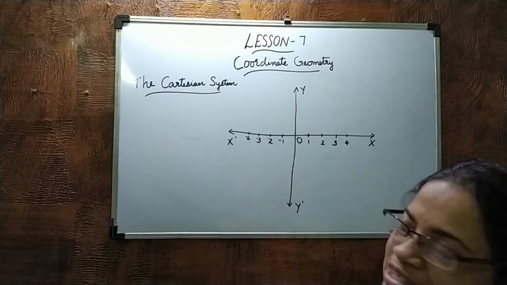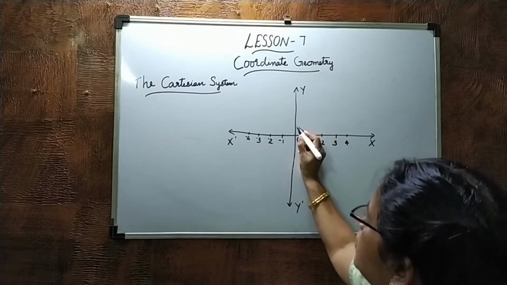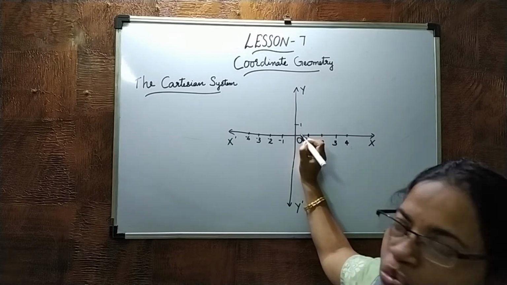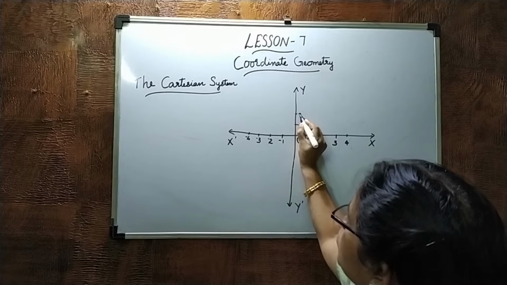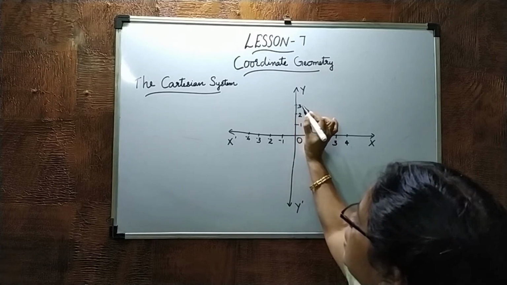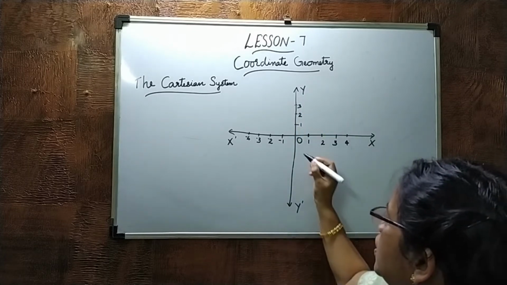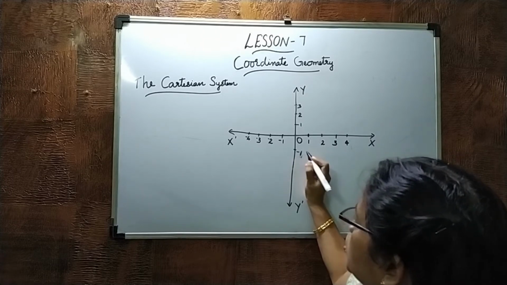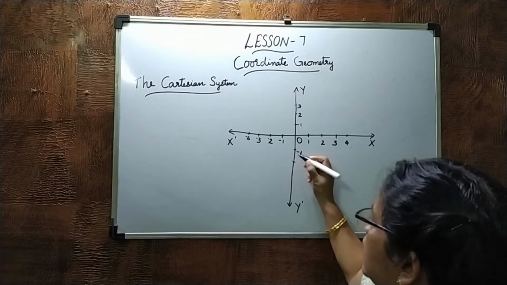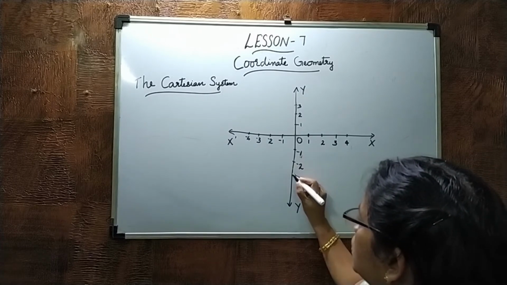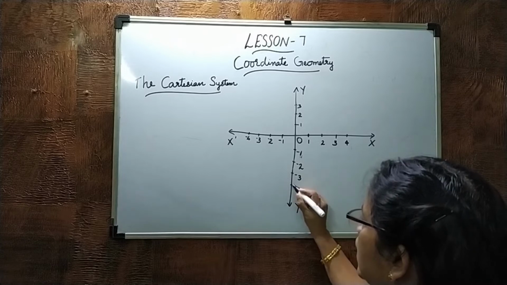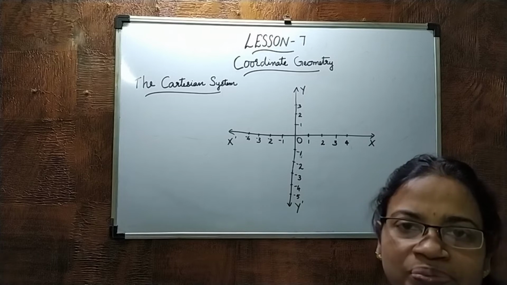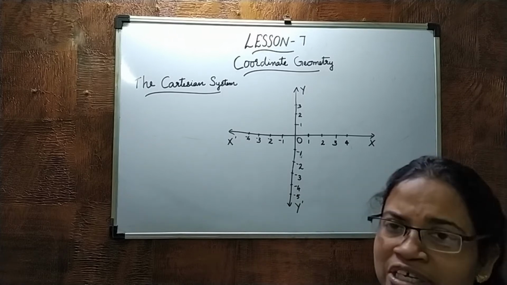Then on the y-axis, on the top a positive sign should come, and the first one unit will be +1. The second one unit will be 2. Here it will be 3. It will go on, right? Here downward it will be a negative sign. The first unit will be -1. Then again one unit will be -2, then here -3, here -4, here -5, etc. It goes on, right? Do we remember all these things?